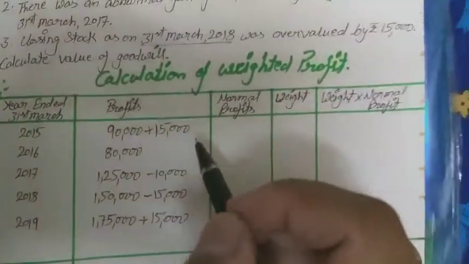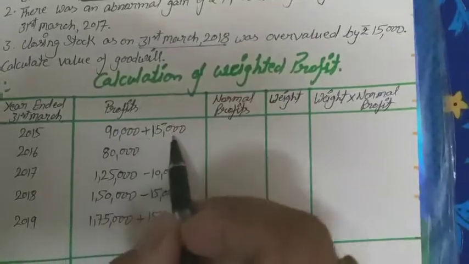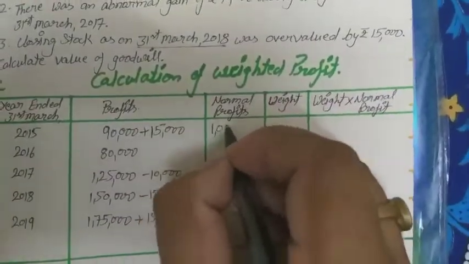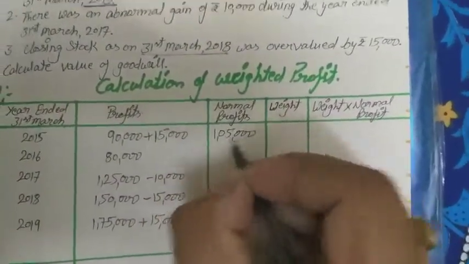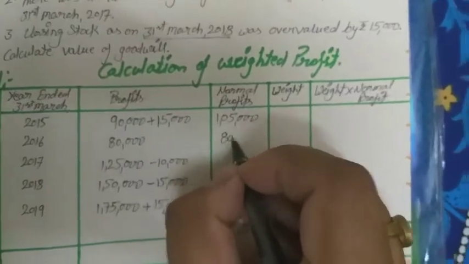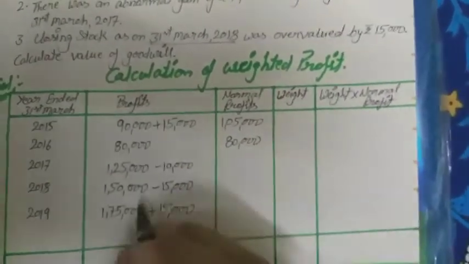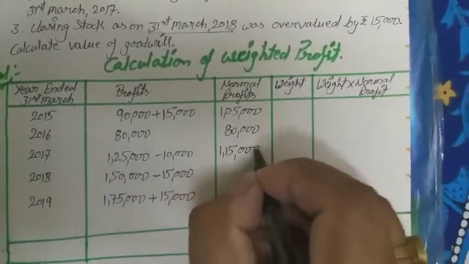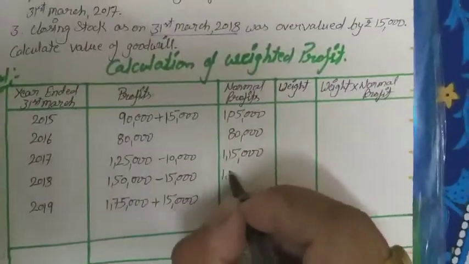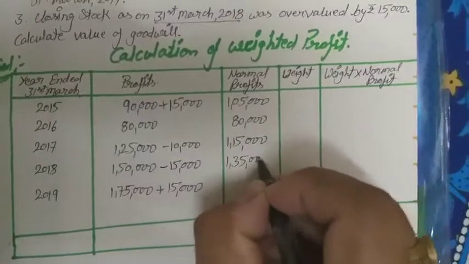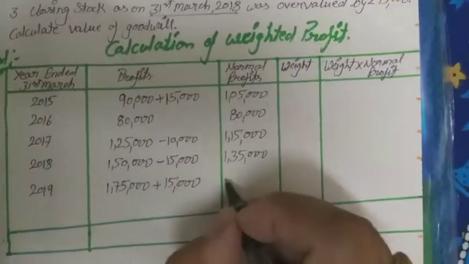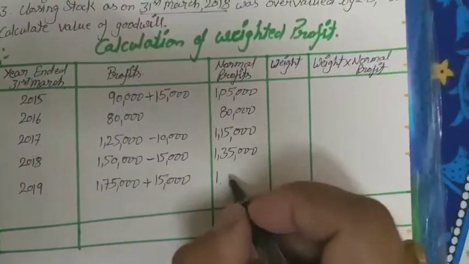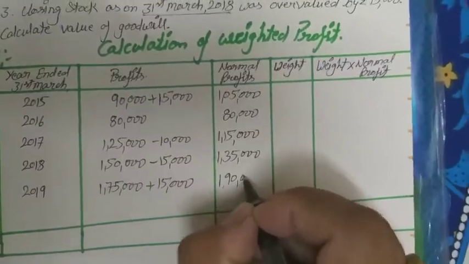Now we will calculate the normal profit. If we are adding this, 1,05,000 is the normal profit for this year, 80,000 is the profit where no adjustment is there. Next 1,15,000, and 1,35,000, and if we are adding this, 1,90,000.